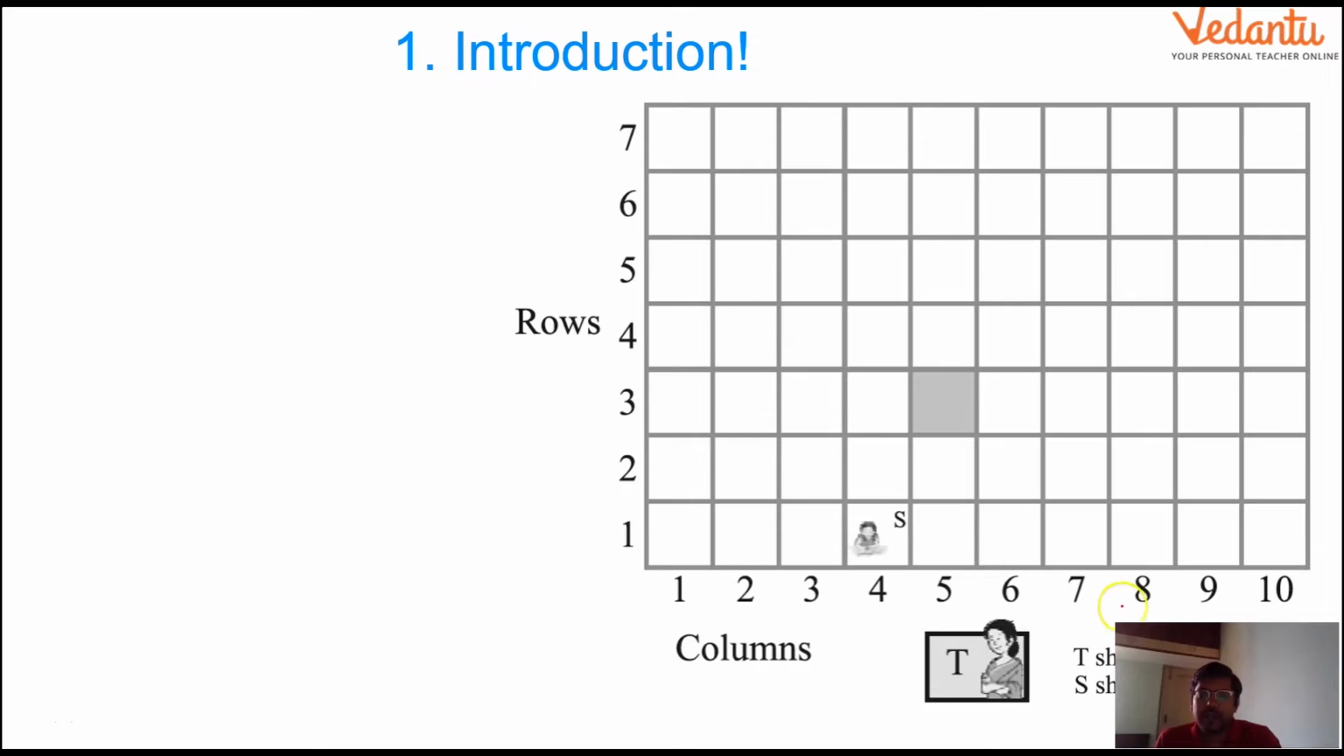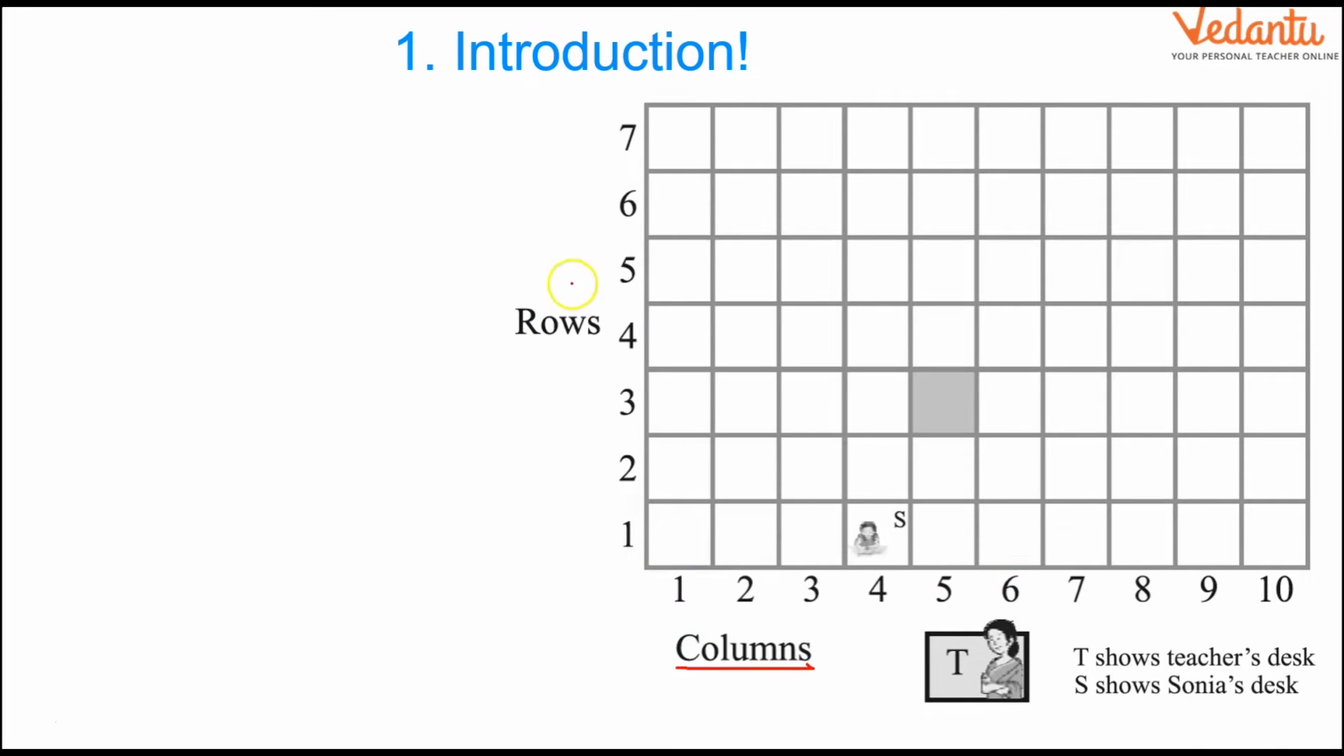Now just assume one thing: say for example, here I am representing, these are the columns and these are the rows. First row, second row, third row, fifth row. And just imagine that here I have this box. So I can say this box is in the fifth column and in the third row. Do you understand this? This box is placed in the fifth column and third row.